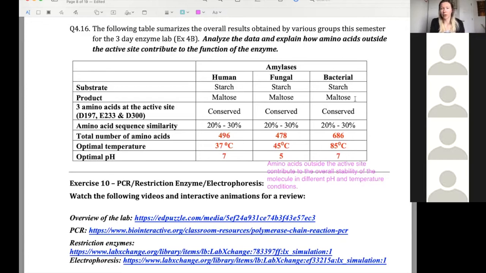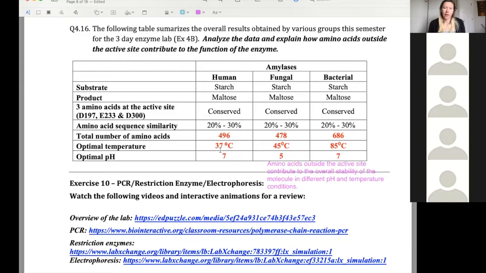So even though it's very, very similar, there are still some differences. Like look at the total number of amino acids. And when we looked at the optimal temperature and pH, that's going to vary widely between these different versions of amylase.